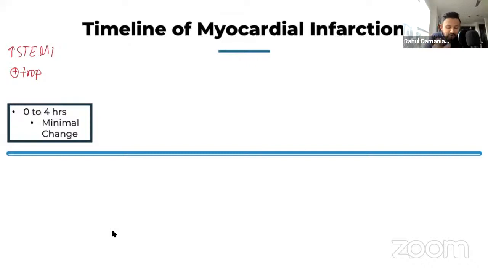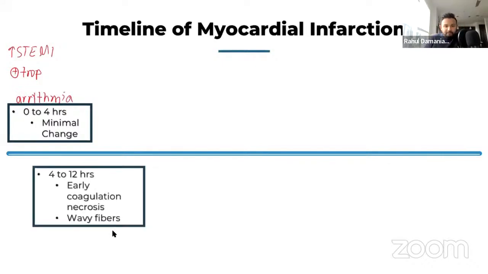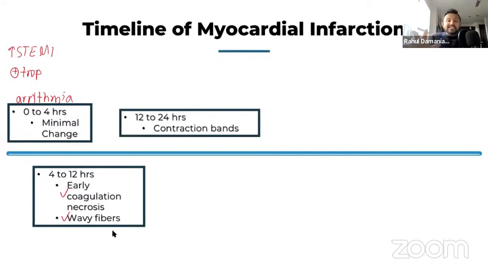And in this very critical time period, not only are you going to get minimal change on your gross pathology or microscopic pathology, you will also have patients die of arrhythmia. And that is really, really important, that patients usually die of arrhythmia within the first 24 hours after a myocardial infarction. After 4 hours, within the first day, you will see early coagulation necrosis, as well as these wavy fibers. And the wavy fibers just represent that your myocardium is pretty compromised. Finally, you will get this release of calcium, and that will cause these myofibrils to just get really contracted. And so contraction bands are seen within the first day.